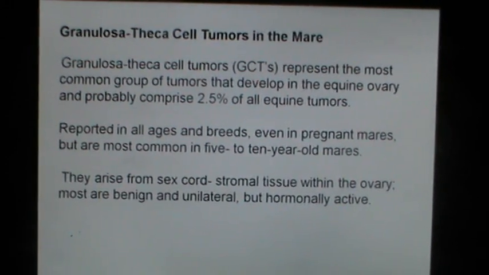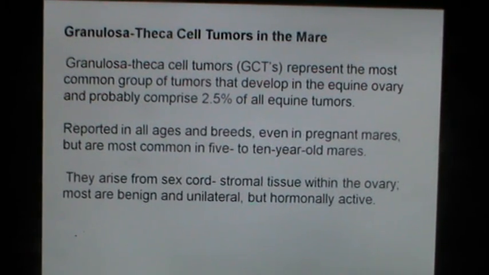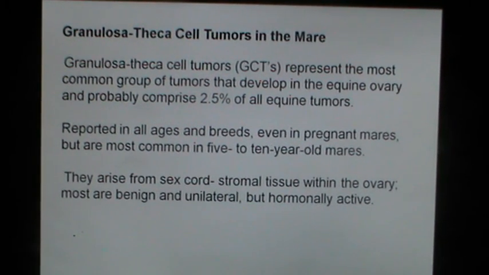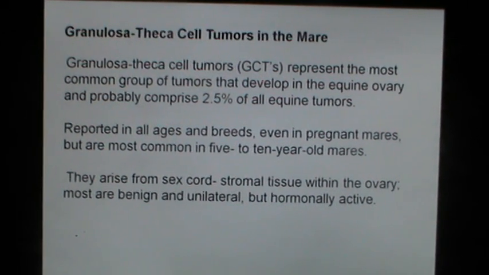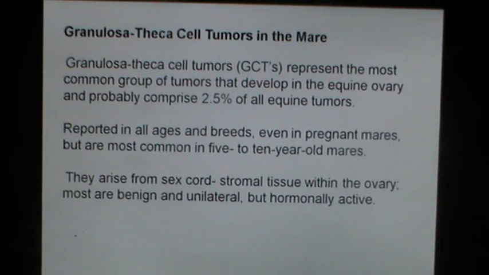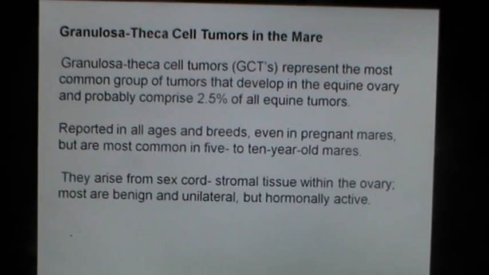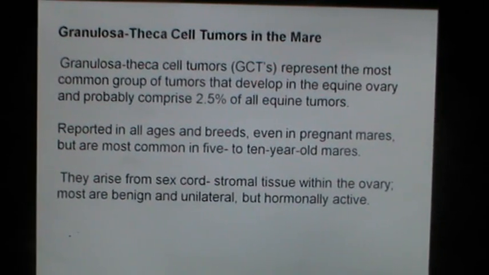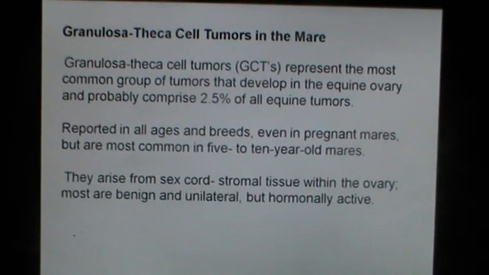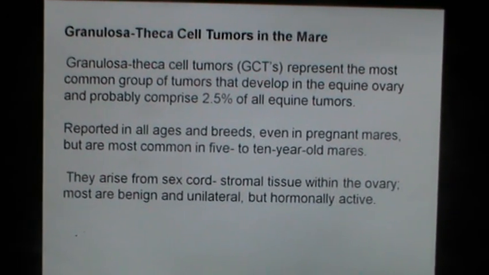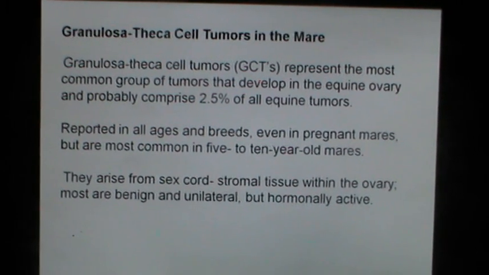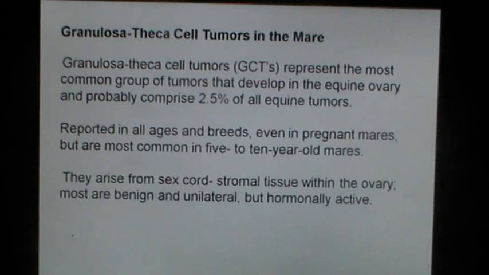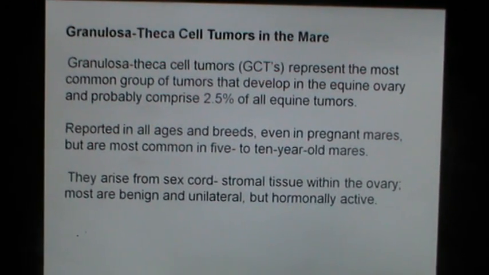Another important condition which confuses veterinarians with ovarian cysts in the mare is the granulosa theca cell tumor. Granulosa theca cell tumors represent the most common group of tumors that develop on the equine ovary and probably comprise 2.5% of all equine tumors. It has been reported in all ages and breeds, even in pregnant mares, but is common in 5 to 10-year-old mares. They arise from sex-cord stromal tissue within the ovary. Most are benign and unilateral, but hormonally active.